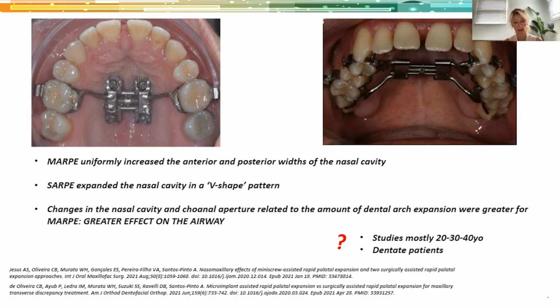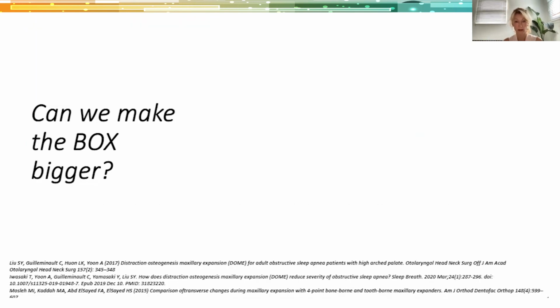The studies are mostly in 20, 30, and 40-year-old dentate patients. So again, for our edentulous patients who are at a more advanced stage, presenting for implant placement, the options for making that box bigger are very limited or none.